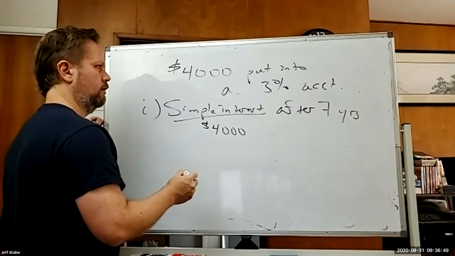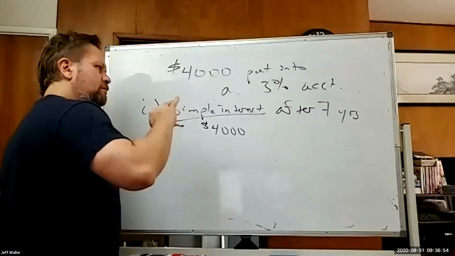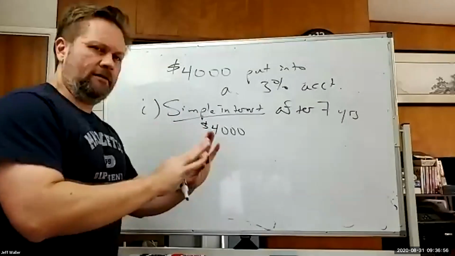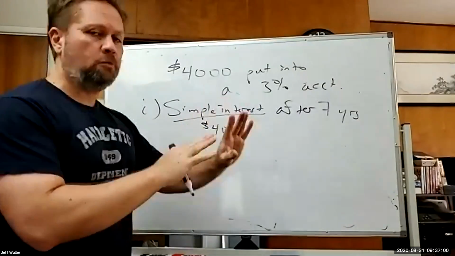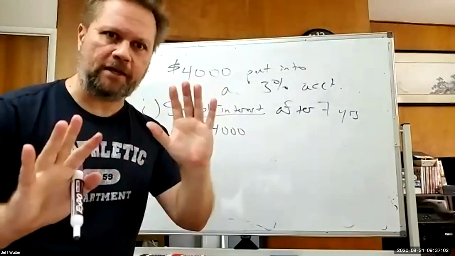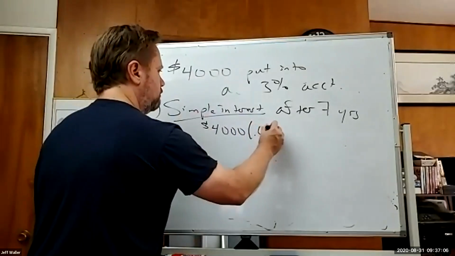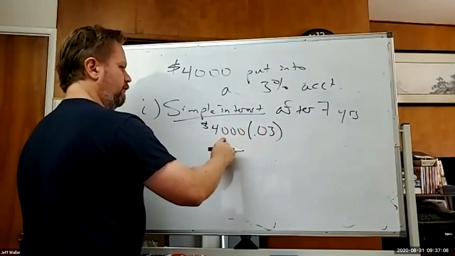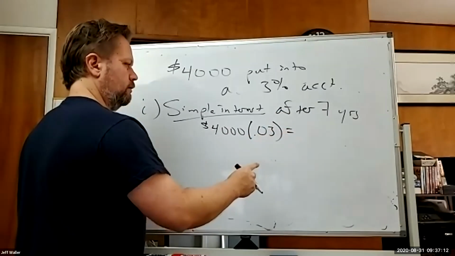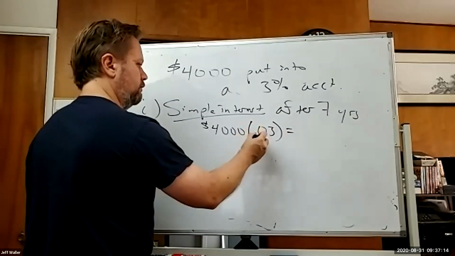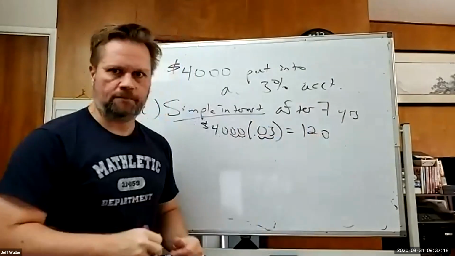Times 1.03. No, not quite. I know what you're thinking, but this is the simple interest problem. That would work for the first year, but then it quickly breaks down because this is not exponential. So 3% of 4,000, that's how much I'm going to add each year. So what is 3% of 4,000? It's 3 times 40, which is 120.